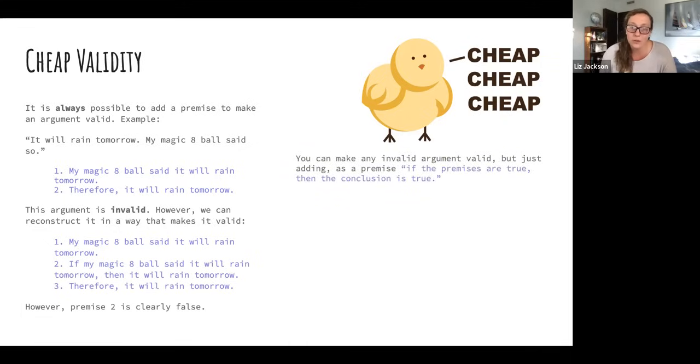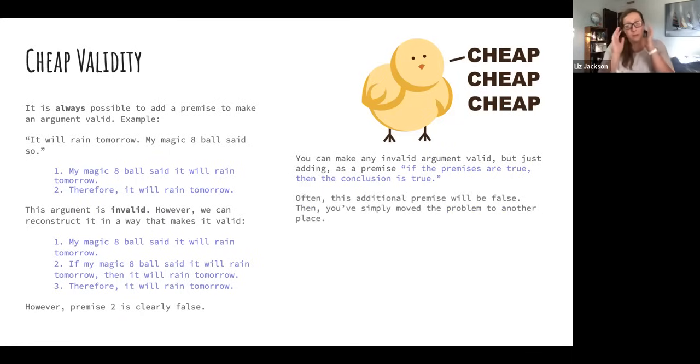And in general, you can make any invalid argument valid by just adding as a premise, if the premises are true, then the conclusion is true. In this case, we just said if premise, then conclusion. So we just made it a modus ponens argument. What you're really doing here, in a lot of cases, although maybe not all cases, is shifting the problem. If the argument's plainly invalid, then when you add this additional premise, the problem was invalidity, and the new problem is that this additional premise is going to be clearly false. So you kind of pushed the bump in the rug. You've just shifted the problem with the argument to another place.